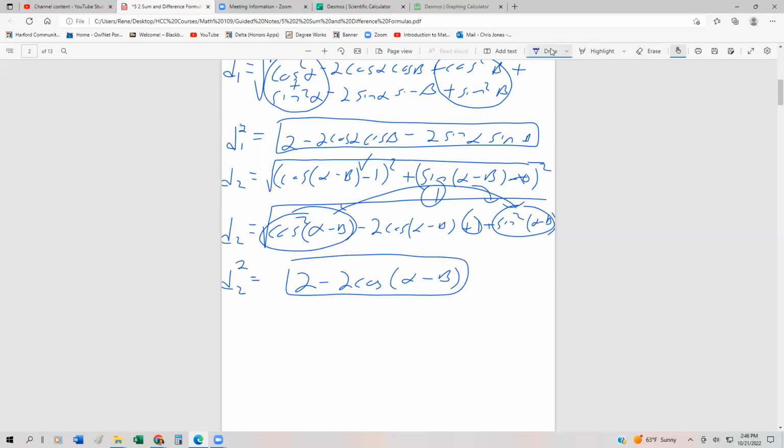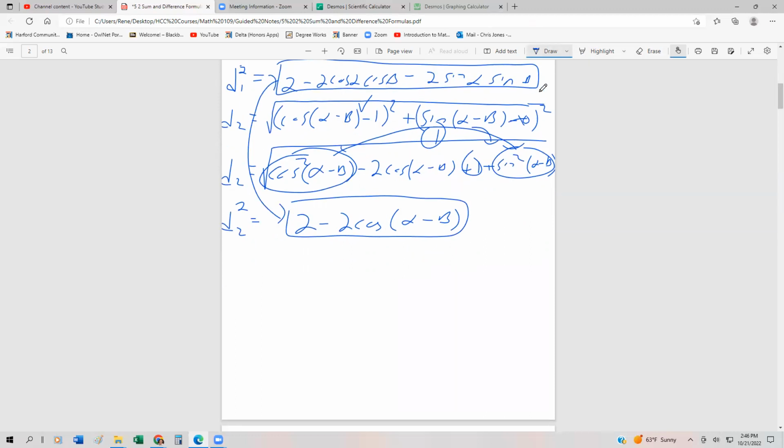All right, now what I'm going to do is set these two expressions equal to one another, okay? And this is the last thing we have to do to prove this. So we're going to have 2 minus 2 cos alpha cos beta minus 2 sine alpha sine beta is going to be equal to 2 minus 2, and I'm going to squeeze this in here, cos of alpha minus beta.